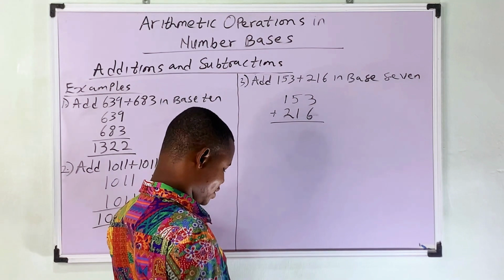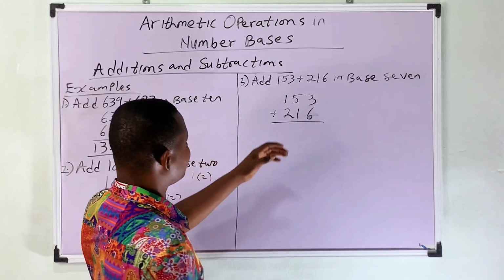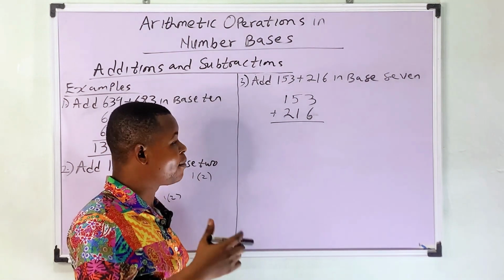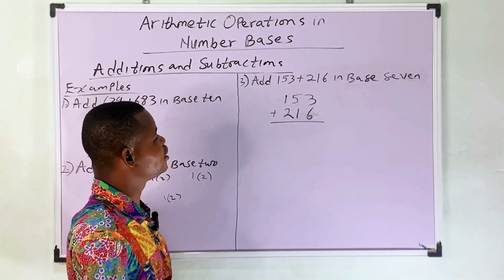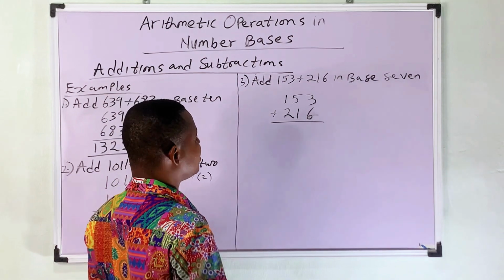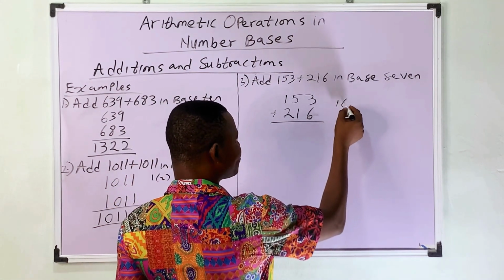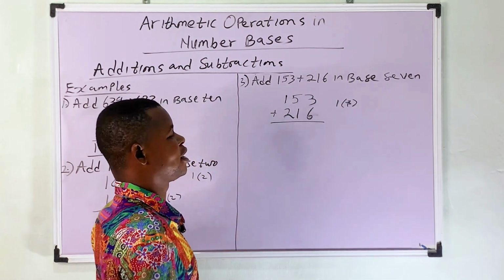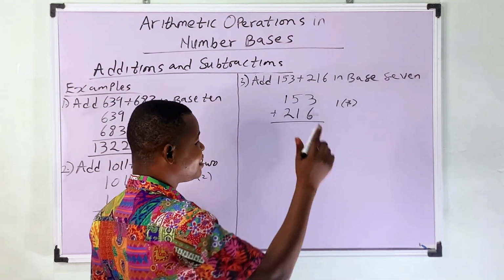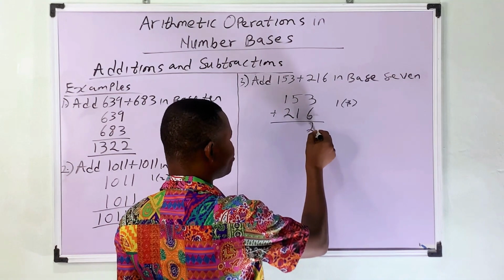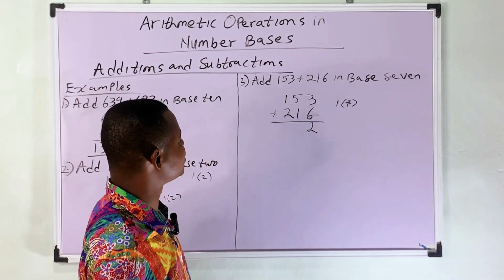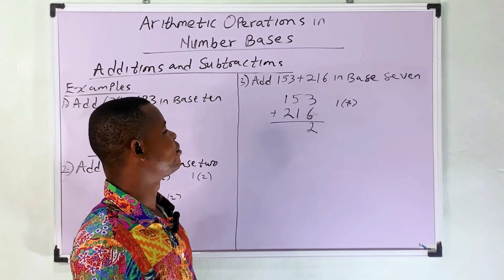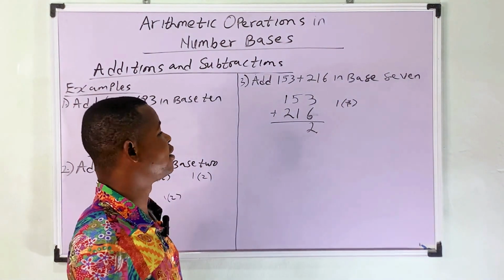3 plus 6, that is 9. That exceeds the threshold of digits we could find in base 7. That means we have one set of 7. So when we deduct 7 from 9, what do we have left? 2. The remainder is what we're going to write here, which is 2. Now, 5 plus 1, 6, plus 1 that we have outside, that is 7.